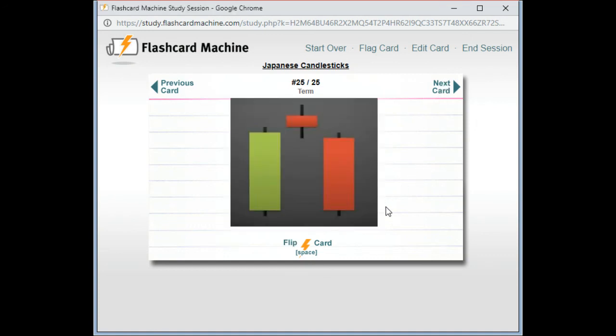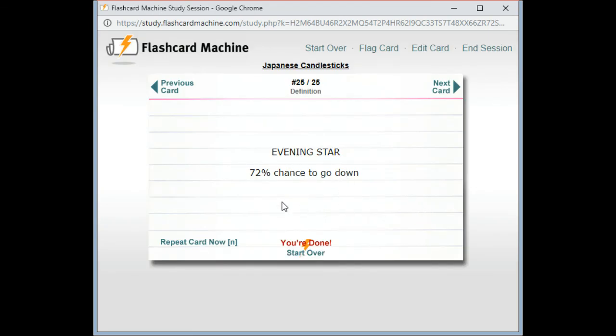And last but not least, the opposite, Evening Star. 72% chance to go down. So if you see it at the bottom, in a downtrend, a little bit higher probability than if you see it at the top of an uptrend.